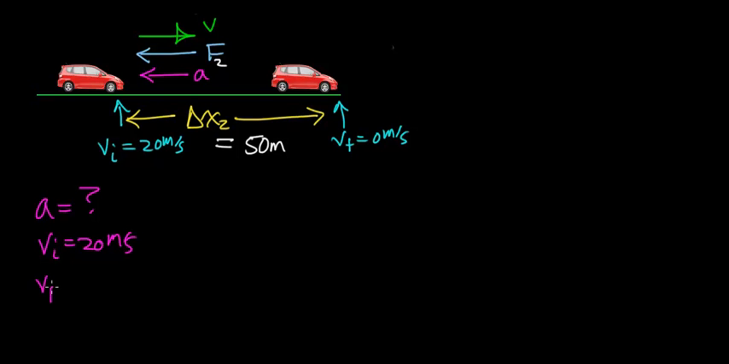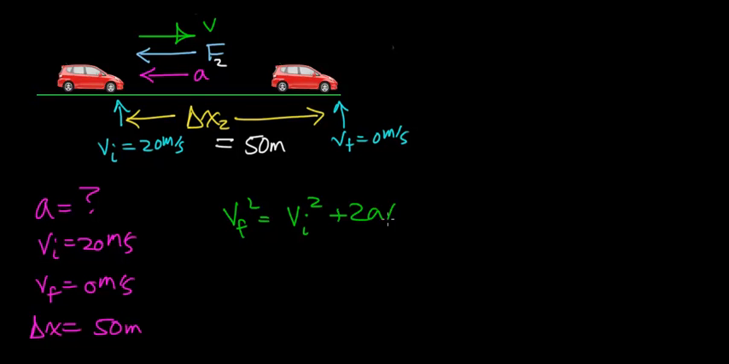We know the final velocity of the car is 0 meters per second, and we know the distance over which this car is going to come to a stop, which in this case is going to work out to be 50 meters. We're going to use the same equation that we used in the last example, which was the final velocity squared equals the initial velocity squared plus 2 times the acceleration times the distance over which the car has to come to a stop.